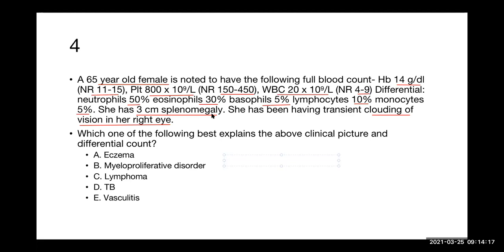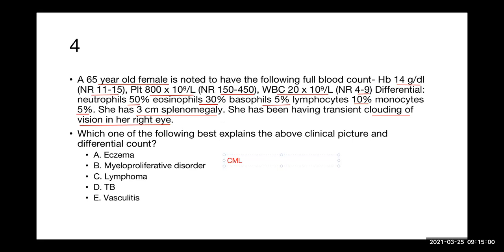She has splenomegaly also. In CML, splenomegaly is massive. But 3 centimeter is not massive. Probably they have detected it quite early. Later on, the spleen may become massive. And because of all these increased numbers of cells, there will be hyperviscosity. Hyperviscosity will definitely cause decreased blood flow towards the brain, the smaller capillaries, and then there may be decreased functioning like clouding of the vision in the right eye. You can explain everything from it. So this is a case of CML or chronic myeloid leukemia.